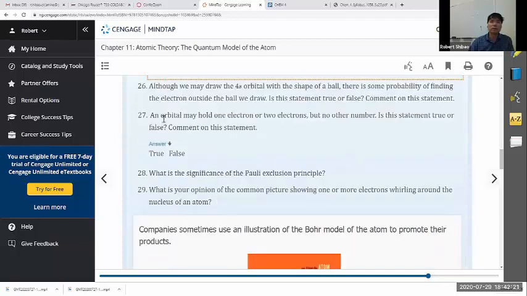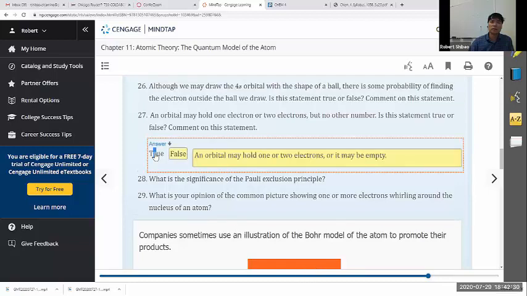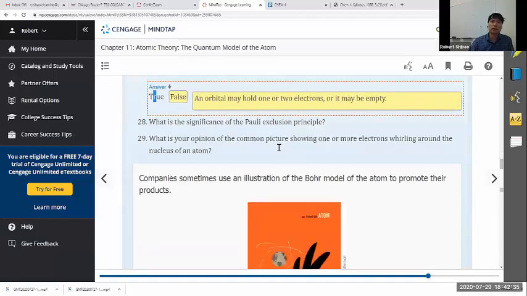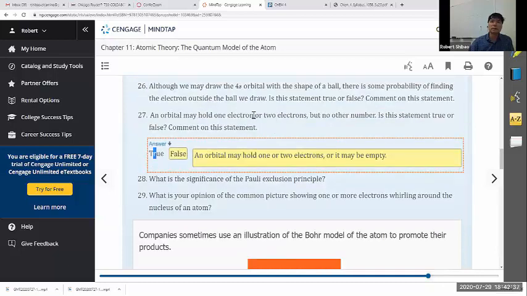Talked about that earlier. An orbital may hold 1 electron or 2 electrons, but no other number. Is this statement true or false? That's true. What principle is that? Or it may be empty. That's false. Sorry, it could be empty. May hold 1 electron or 2 electrons, but no other number. I guess 0. I wasn't thinking about 0. So that got me. It was a little bit tricky. It's the Pauli exclusion principle.